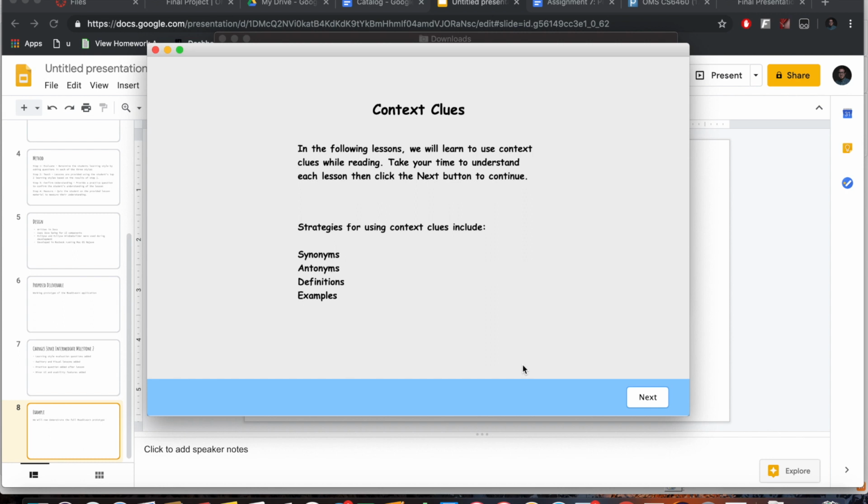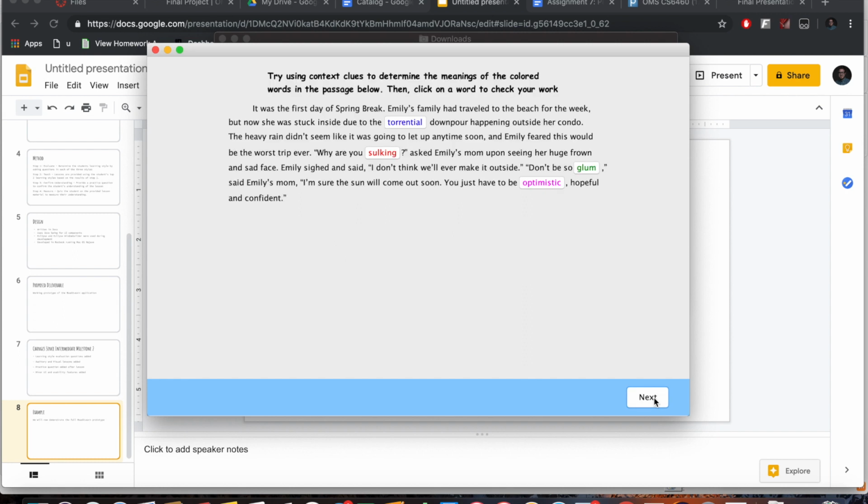Alright, the lessons we're about to see are going to be on context clues. And then the strategies that we're using for context clues include synonyms, antonyms, definitions, and examples. Okay, so this is the kinesthetic lesson, and it tells the student to try using the context clues to determine the meanings of the colored words in the passage below. Then once they determine the word, they can click on it to check their work and see what the actual meaning of the word is.